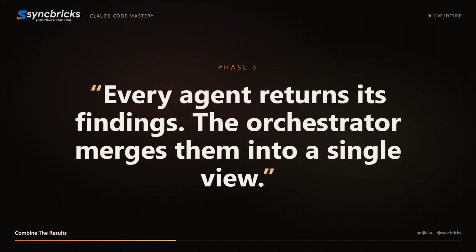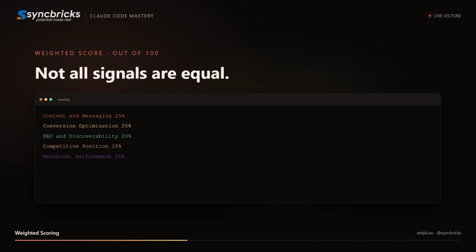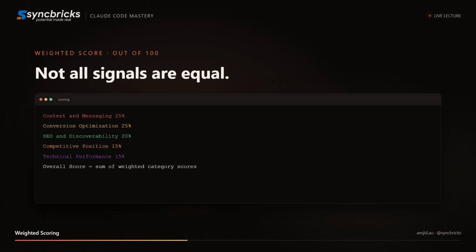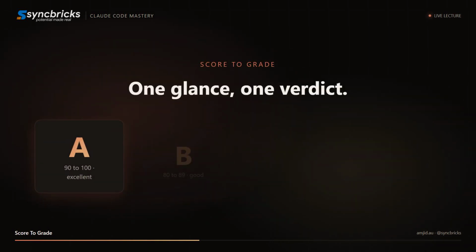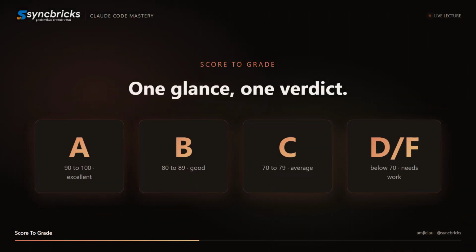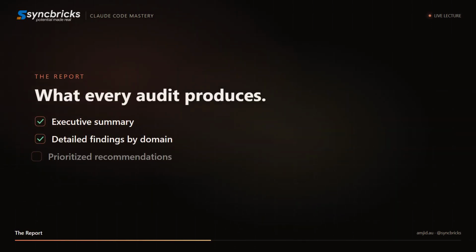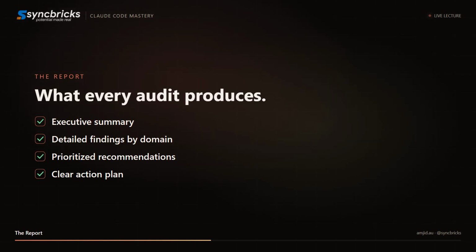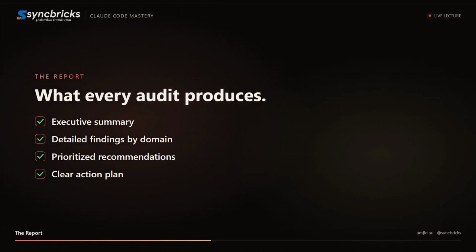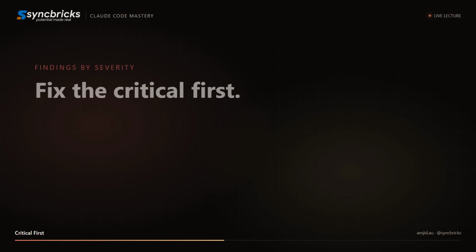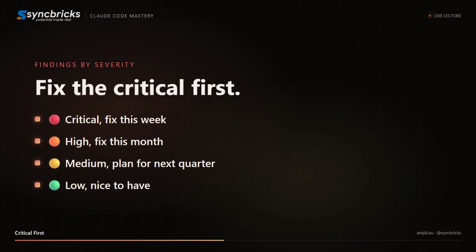Once all analyses are complete, the system combines the results. It calculates an overall score based on weighted categories such as content quality, conversion effectiveness, search performance, competitive positioning, and technical health. This score is then translated into a grade to make it easy to understand. After scoring, the system generates a structured report. This report includes an executive summary, detailed findings, prioritized recommendations, and a clear action plan. The findings are categorized by severity, allowing businesses to focus on the most critical issues first.